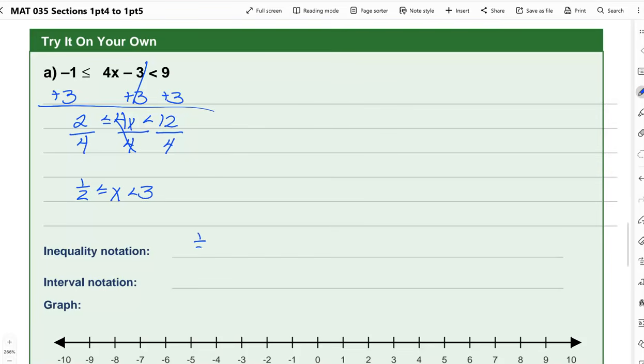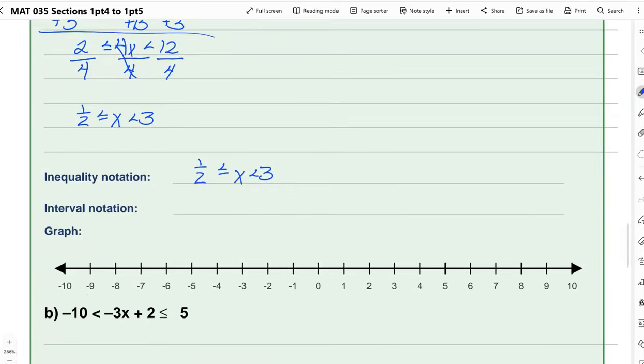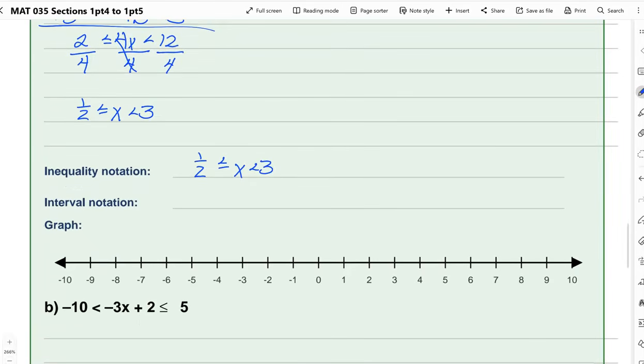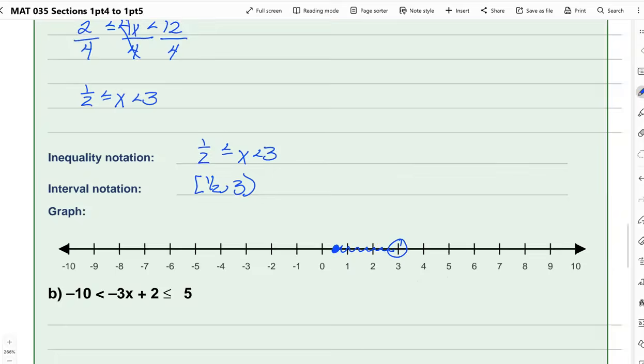So there's my inequality notation. 1/2 is going to have a closed circle. 3 is going to be open, and we are shading between. Interval notation is going to have a bracket, 1/2, comma, 3, and then parentheses on the 3.